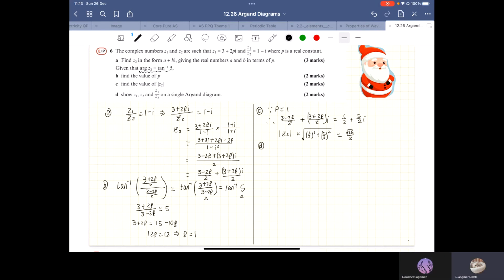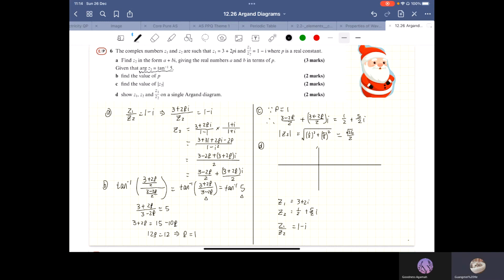Show Z1, Z2, and Z1 over Z2 on a single Argand diagram. This will be pretty simple because we know all of them in a plus bi form. So Z1 is equal to 3 plus 2i, Z2 is equal to half plus 5 over 2i, and Z1 over Z2 is equal to 1 minus i. Question has given us this.